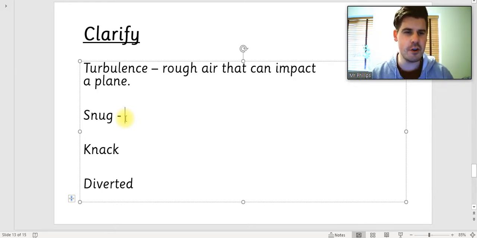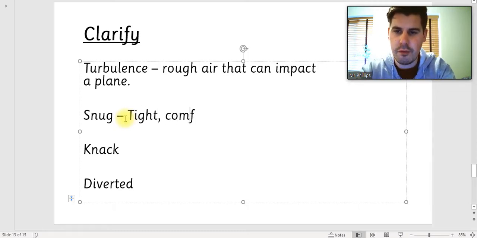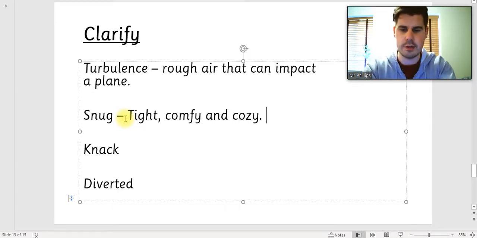Next one was snug, where it says it was fastened snug to her, or you could say it was fastened snugly to her. So snug is kind of tight, comfy, and cozy. Cozy with a Y? I'm not sure cozy is with a Y actually.